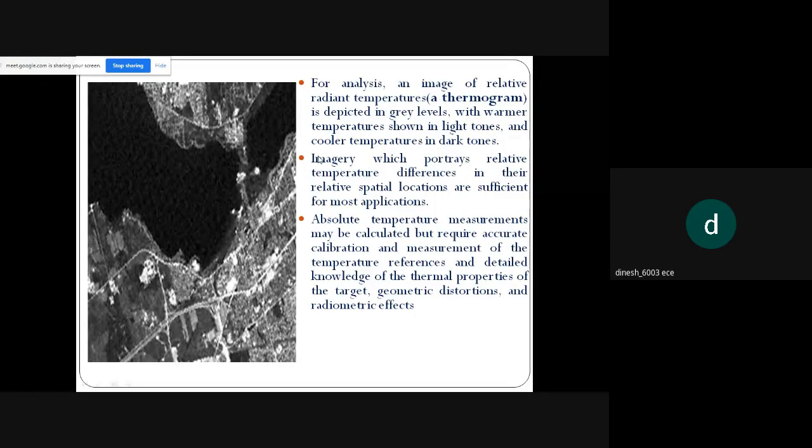Another example of this thermogram is what you see nowadays in cricket. In cricket, a thermal image will be shown where the ball passes by the batsman during a DRS, decision review system, where they check whether the ball touches the bat, pad, or any other objects, if a DRS is being reviewed for LBWs or caught behind or whatever it might be. So this imagery, which portrays relative temperature differences and relative spatial locations, is sufficient for most applications.